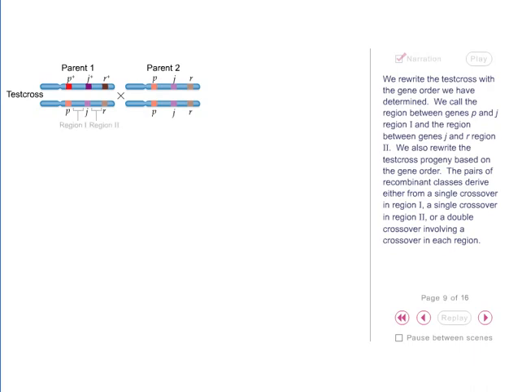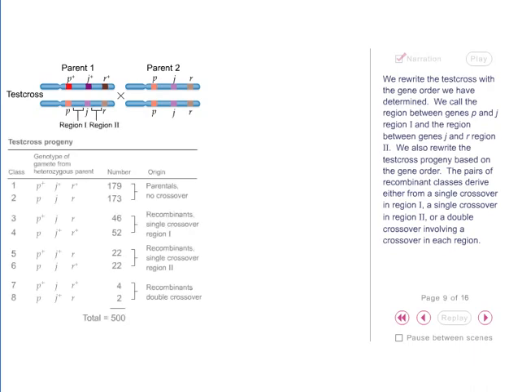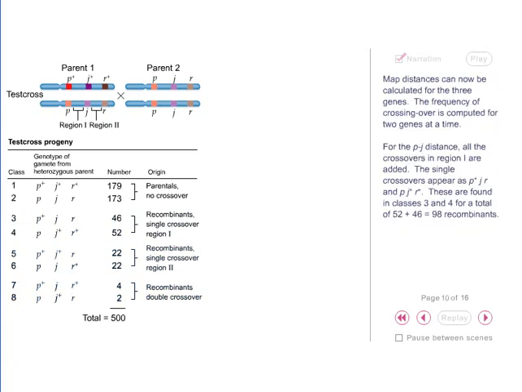We call the region between genes P and J region 1, and the region between genes J and R region 2. We also rewrite the test cross progeny based on the gene order. The pairs of recombinant classes derive either from a single crossover in region 1, a single crossover in region 2, or a double crossover involving a crossover in each region. Map distances can now be calculated for the 3 genes.